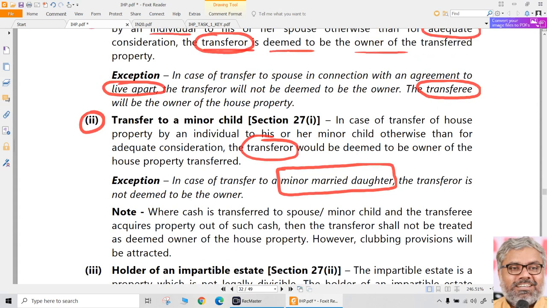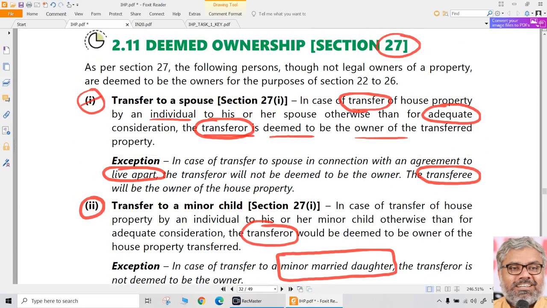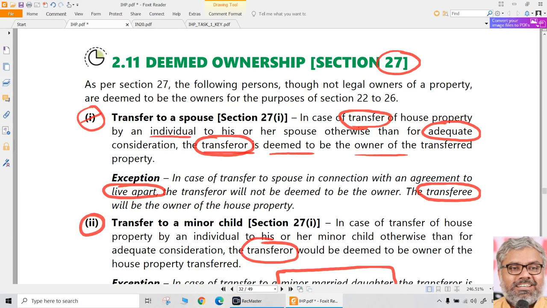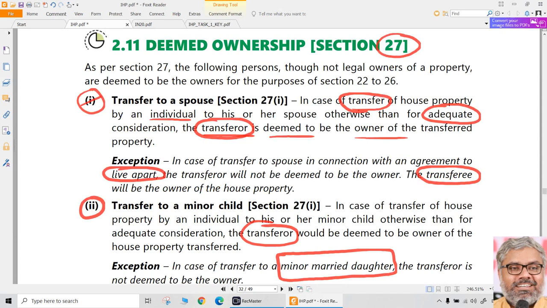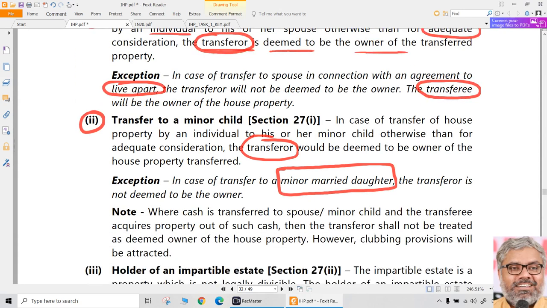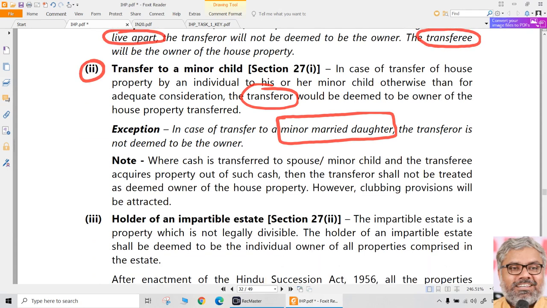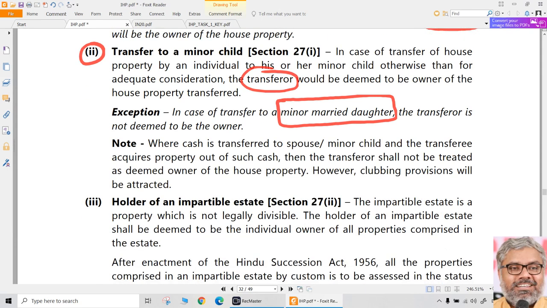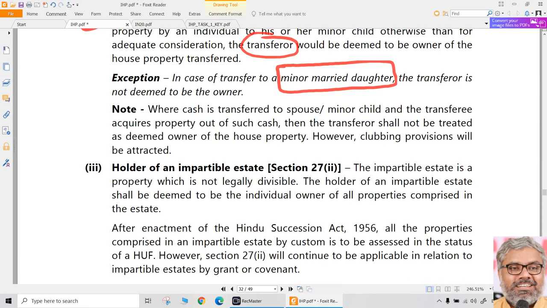That doesn't matter to the Income Tax Act. We are not here to enforce the Indian Penal Code or any other provisions of other acts. Simply, if the transfer happens to a minor child, normally for inadequate consideration, then the transferor is deemed to be the owner. The exception to that rule is a minor married daughter.